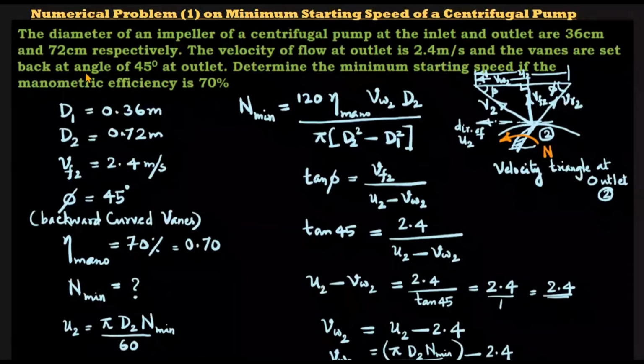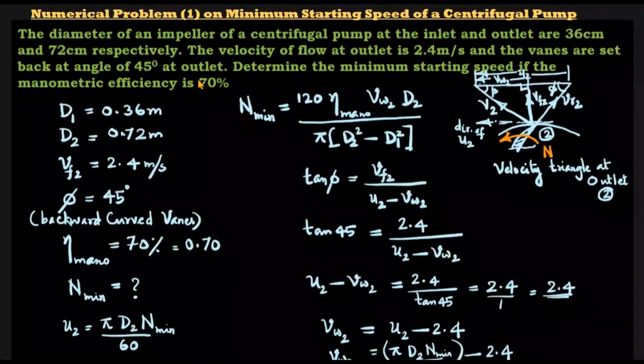Convert that into meters before substitution. So D1 is 0.36 meters and D2 is 0.72 meters. And the velocity of flow at outlet, that is VF2, is 2.4 meter per second. The vanes are set back at an angle of 45 degrees at the outlet.